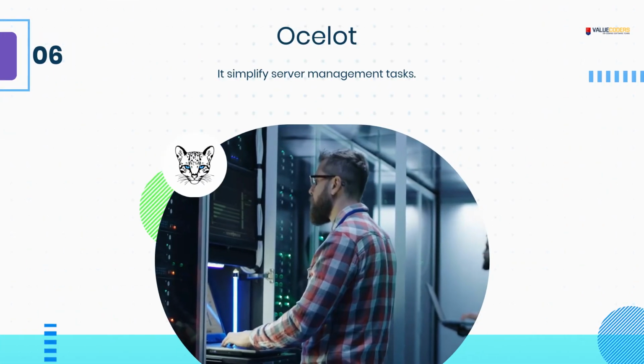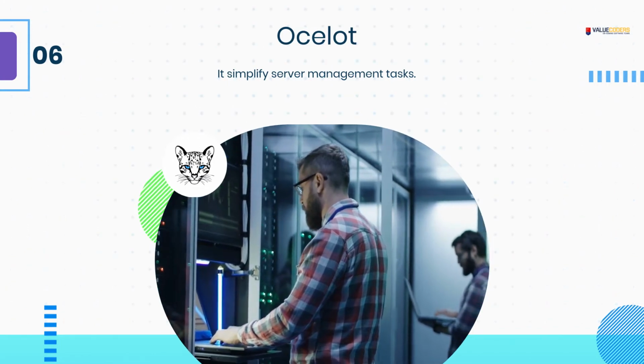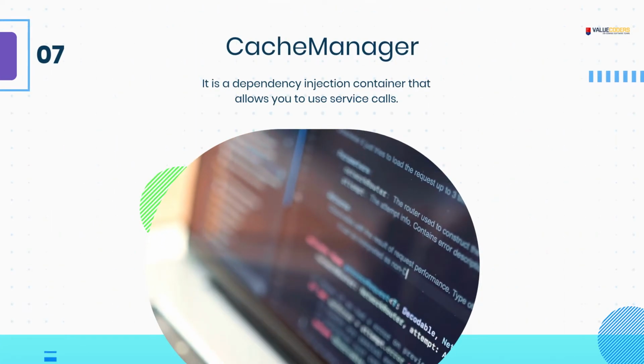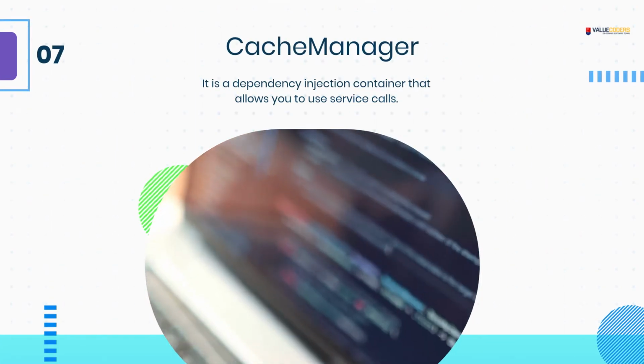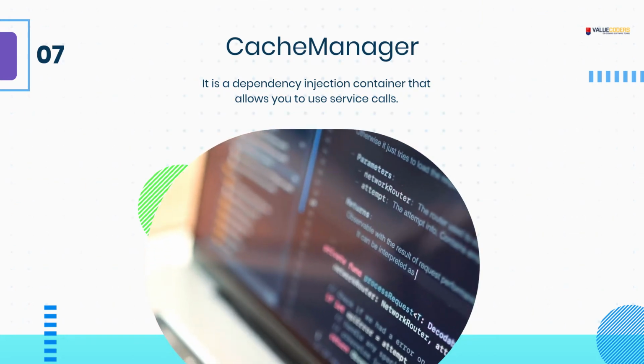Ocelot is a set of APIs that simplify server management tasks while allowing flexible access to underlying libraries. CacheManager is a dependency injection container and version control library that allows you to use service calls, scope services, etc.